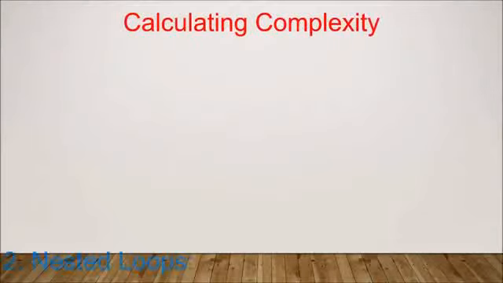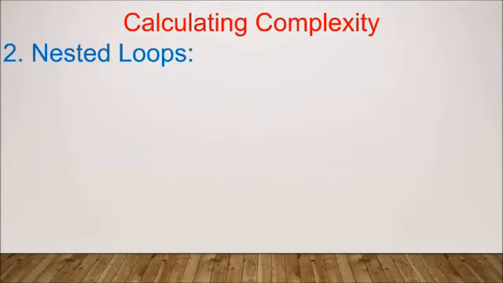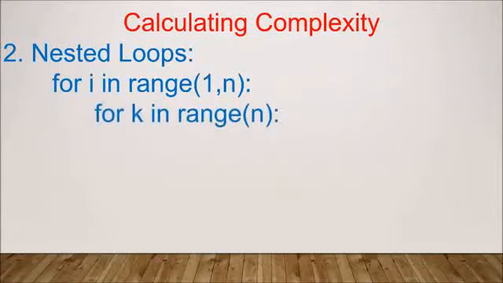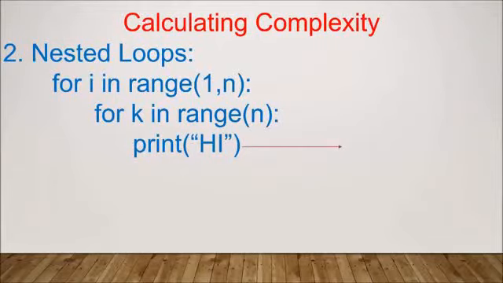Next is, if we are considering the nested loop. Nested loop means a loop within another loop. So this is the example. This is the first loop, second loop, and the statement within the loop. You can see, suppose for printing hi, within this first loop, t time is required. So you can see how many times this loop will execute. Zero to n means n times. And how many times will it execute here? That is n minus 1 times.